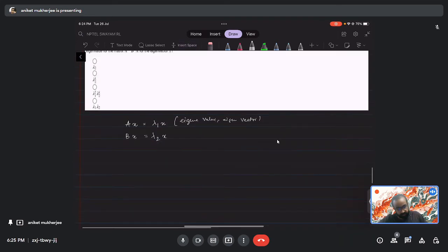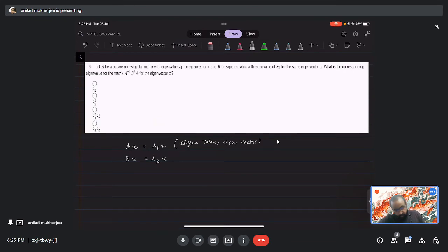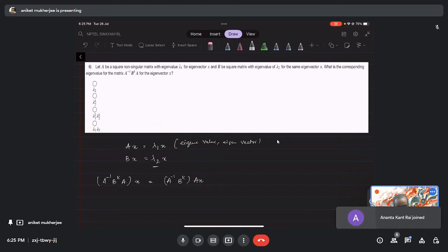Now the question wants us to find the eigenvalue for the matrix A inverse B power K for the eigenvector x. So you can write this as A inverse B power K into Ax. But since we know that Ax is lambda 1 x, I'm going to replace it with lambda 1 x.